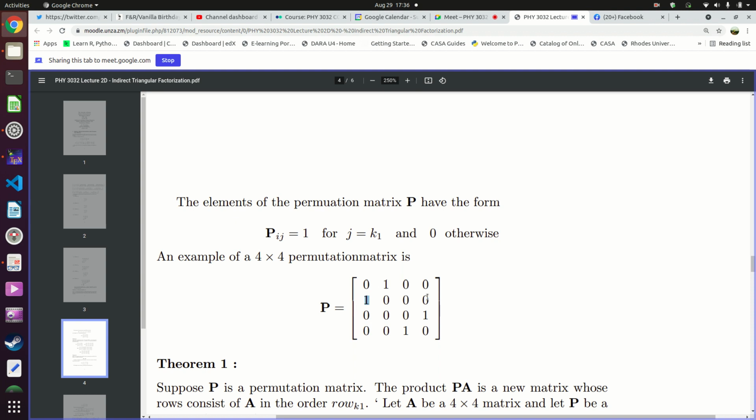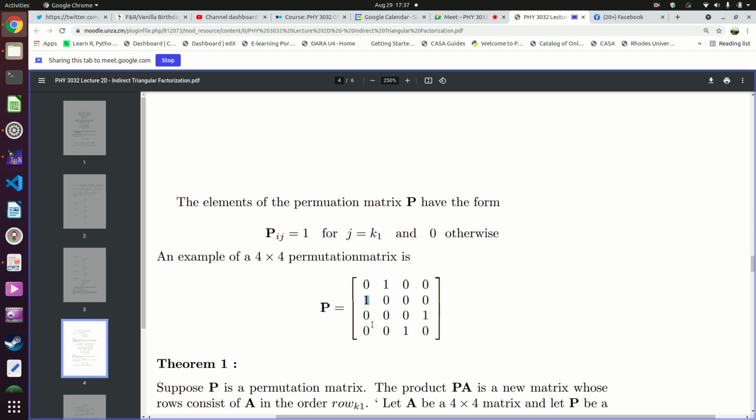Are we clear? Only diagonal elements have got values of 1, and any other element which is not a diagonal element has got its value set to 0. So it is this identity matrix, whose columns you rearrange to obtain your permutation matrix. Are we clear?